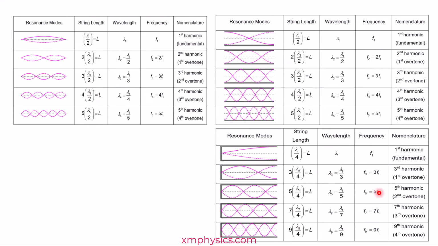The closed pipe is slightly different in the sense that only the odd harmonics can be formed. The even harmonics are missing.